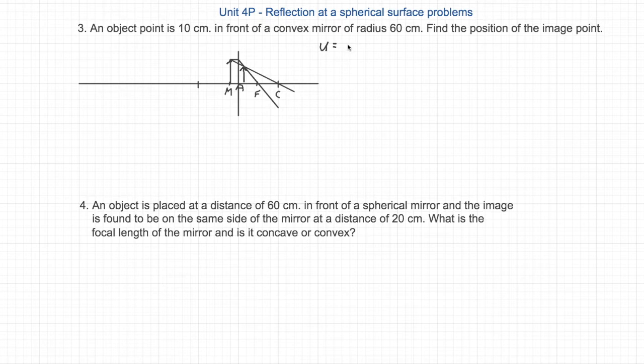Now we'll plug into the formula. U is equal to negative 10, AM right to left. R is negative 60, pardon me, R is positive 60 going from left to right, AC.